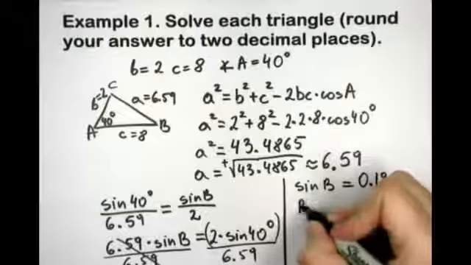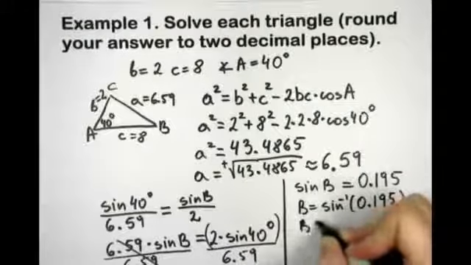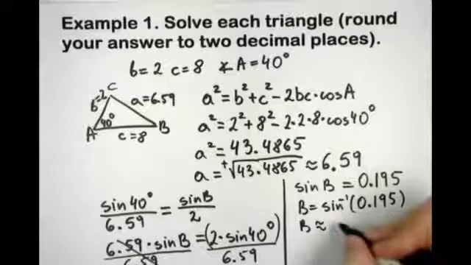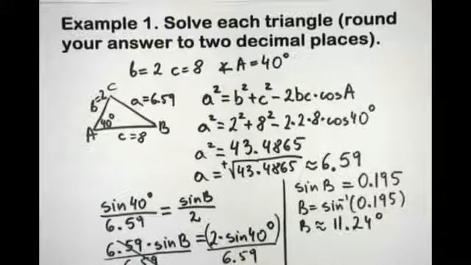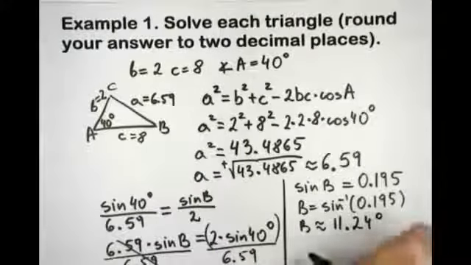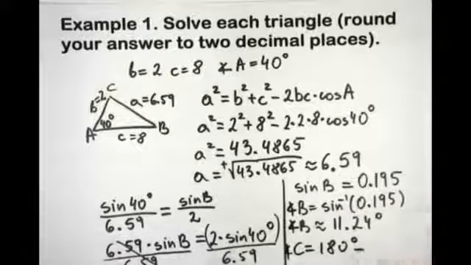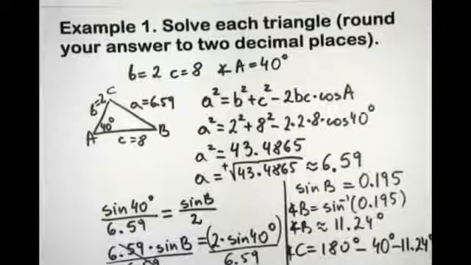So B is the sine inverse of 0.195. Taking the sine inverse of my answer, I'm getting 11.24 degrees, or roughly 11 degrees. And then, so we solved B, now we need to find C. And we know that the sum of the angles is 180 degrees. So angle C is equal to 180 minus this angle, 40, and minus what we calculated, 11.24 degrees.